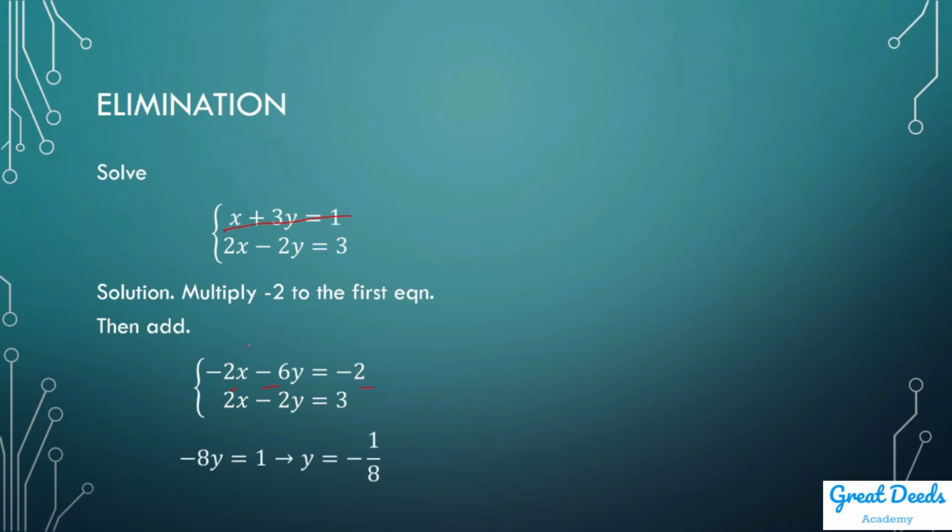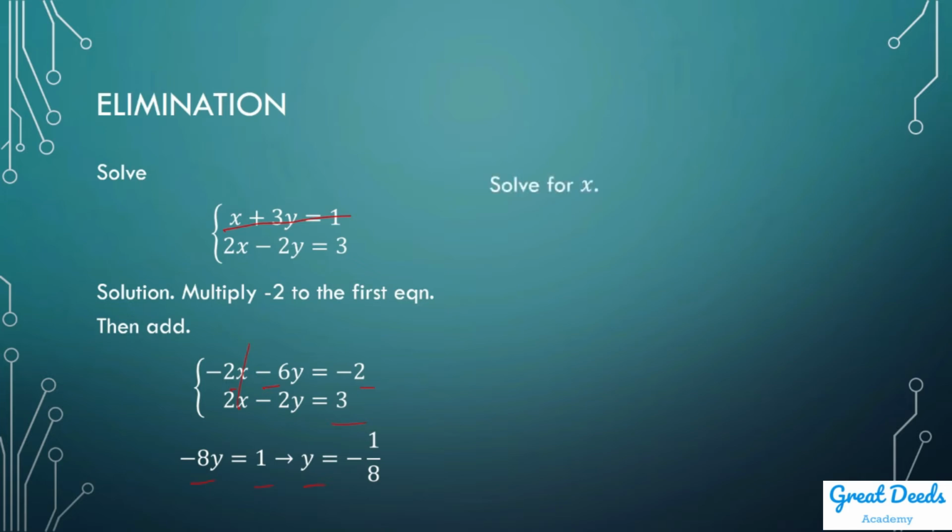So you add. This is eliminated. Negative 6y minus 2y, addition is going to be negative 8y. Negative 2 plus 3 is 1. So y is equal to negative 1 over 8. So that's it. You already have a value for y.